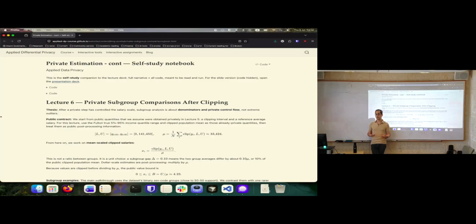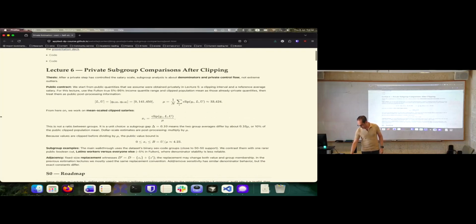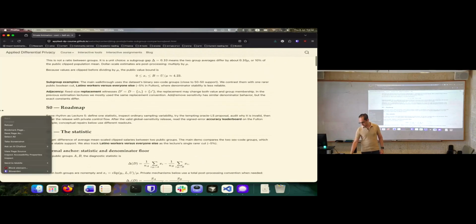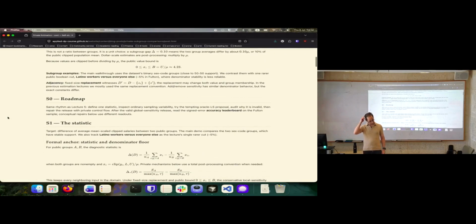So typically we would ask questions like, what is the difference between the average salary of men and women? Or some racial minority and the rest of the population, or something like that. Okay, this is the type of questions we would ask. What will be the sensitivity of this statistic?